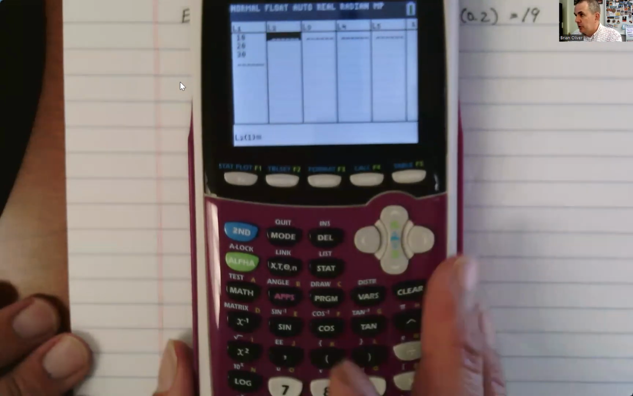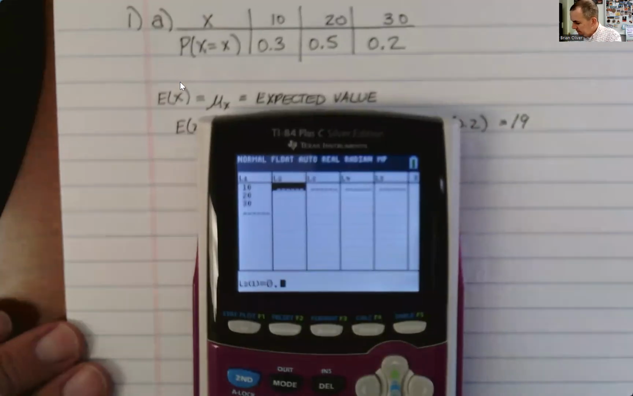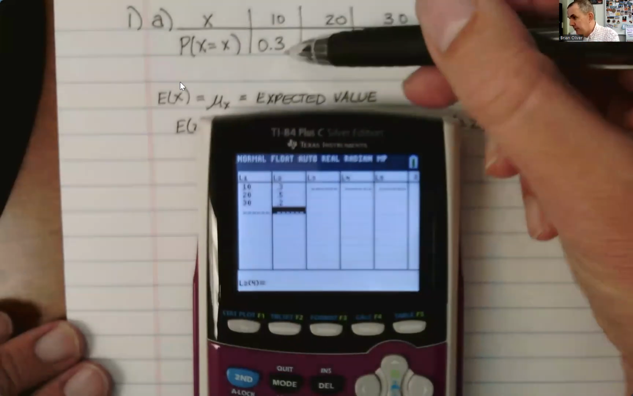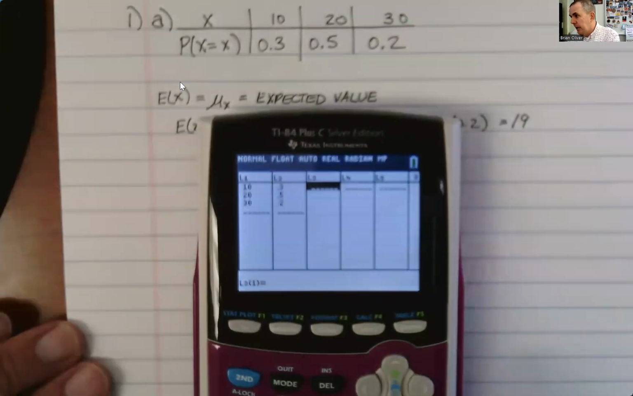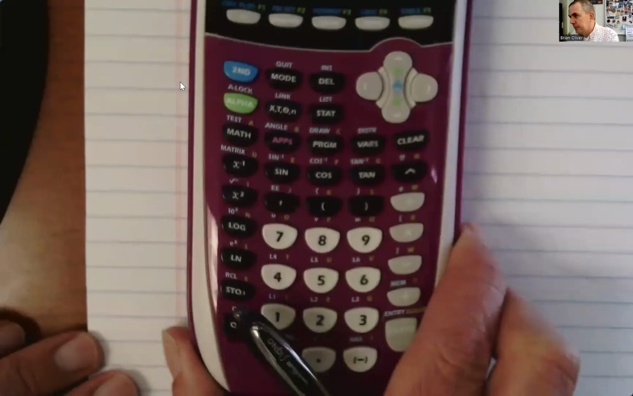In L2, I'm going to put their corresponding probabilities. So in this case, I'm going to put in that 30%. 30% of the time it's 10, 50% of the time it's 20, 20% of the time it's 30. And now I want to multiply every one of these outcomes times its probability. So the way I do that is over here. I go to L3. I'm going to arrow up to the header row.